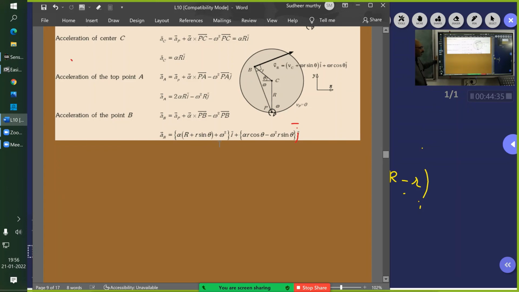And dimensionally, alpha omega square is radian square divided by second square, and alpha is radians per second square. So dimensionally also it is not okay here.